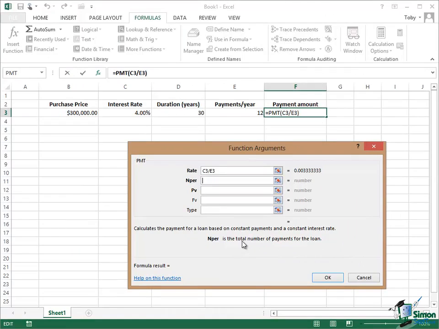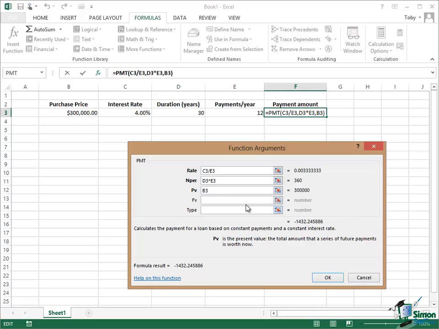N per is the total number of payments for the loan. Now we're going for 30 years in this case, 12 payments per year. So the total number of payments will be D3 times E3. 360 payments. The next field is PV. PV is the present value, the total amount that a series of future payments is worth now. And this basically means what is the amount of the loan, which is going to be, of course, B3.